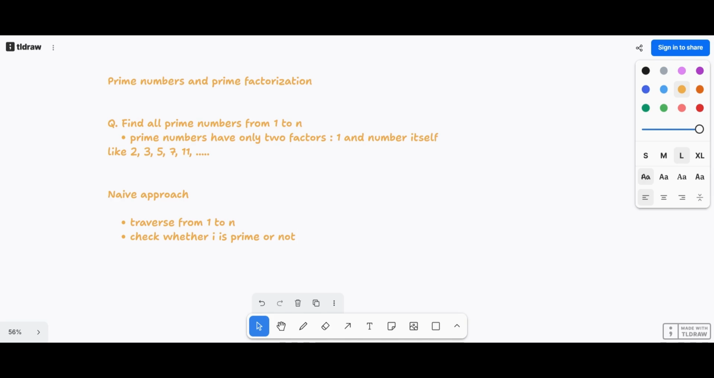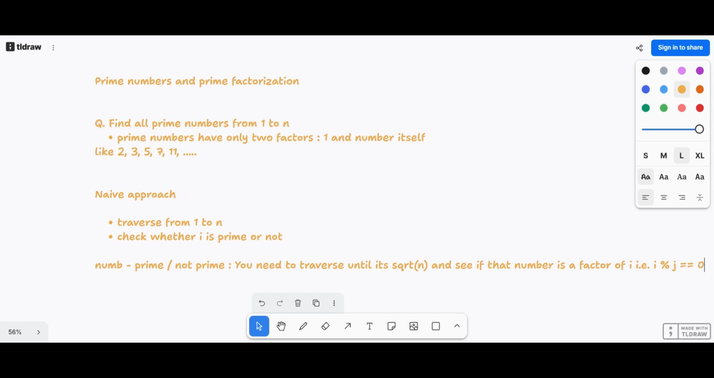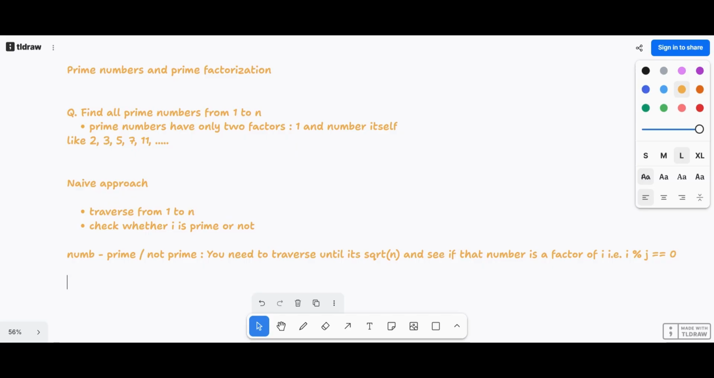Basically, for checking whether a number is prime or not, you need to traverse until the square root of n and see if that number, let's say j, is a factor of i. So you need to check whether i mod j is 0 or not.